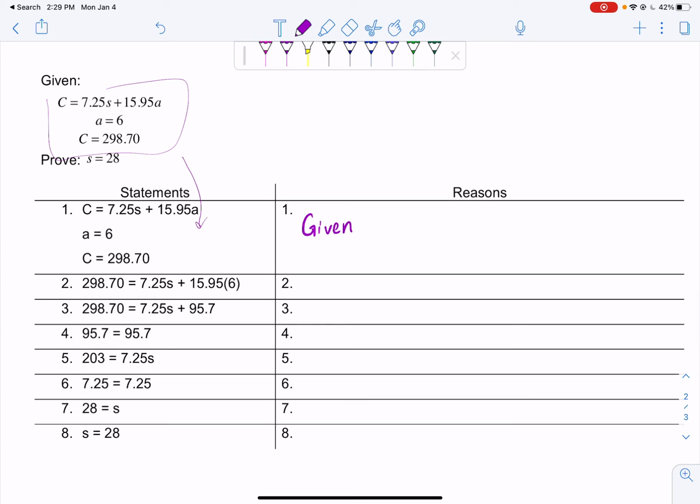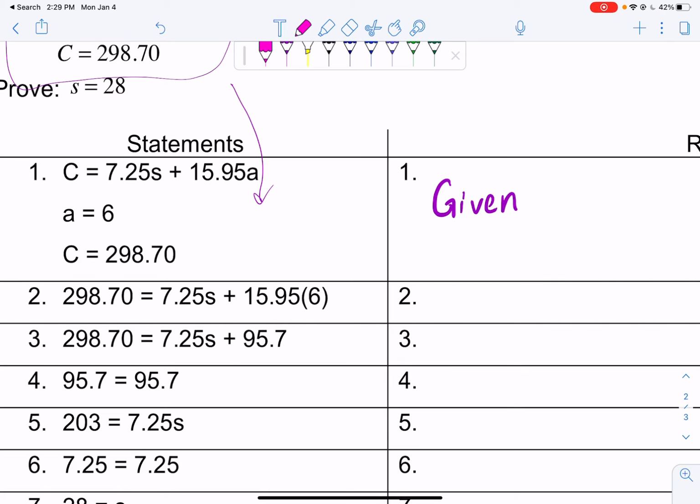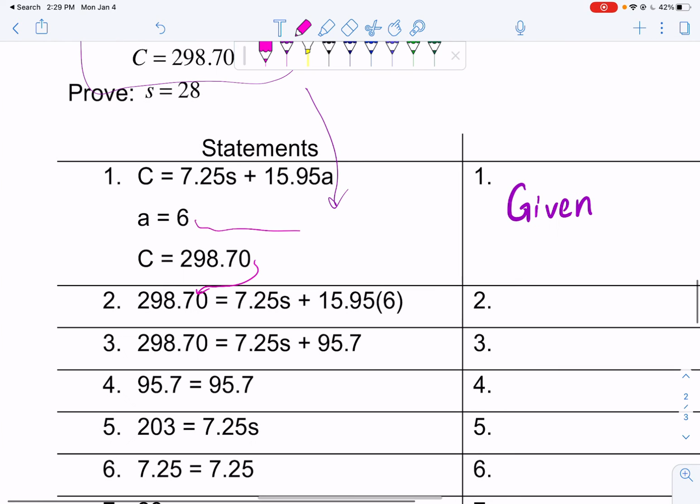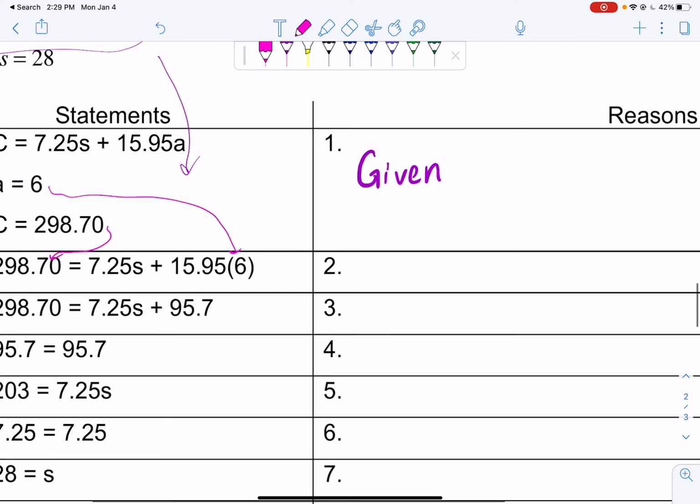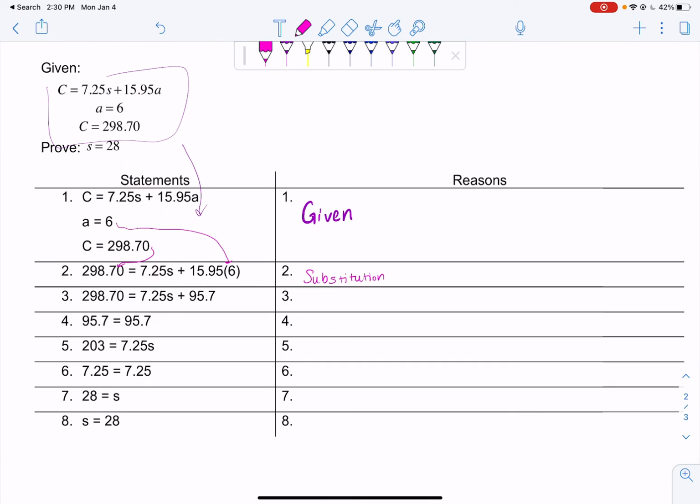Number 2, if you look, 298.70 equals 7.25s plus 15.95 times 6. If you look, what we did right here was we made some substitutions. I put my 298.70 where c was, and I put my 6 where a is. So all I would write is substitution, because we're plugging it in. So if you think about it, you can't write plug in because that doesn't sound very fancy. You want to sound like mathematicians. So you would say substitution.